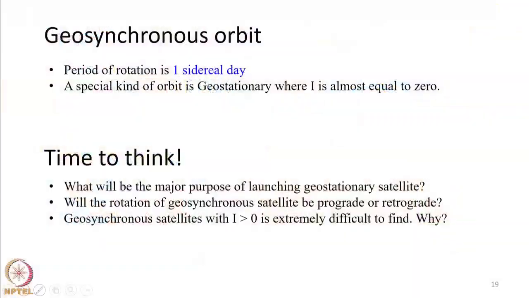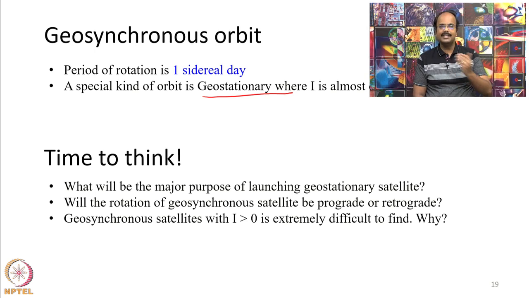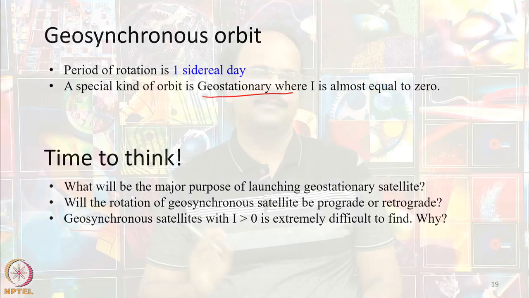So, such orbits in which the satellites are able to observe the same spot on the Earth continuously throughout their lifespan, we call geostationary orbits. So, a geostationary orbit is a special kind of geosynchronous orbit in which i is equal to 0. So, i is equal to 0 means the satellite will be stationed over one particular location on the Earth surface.